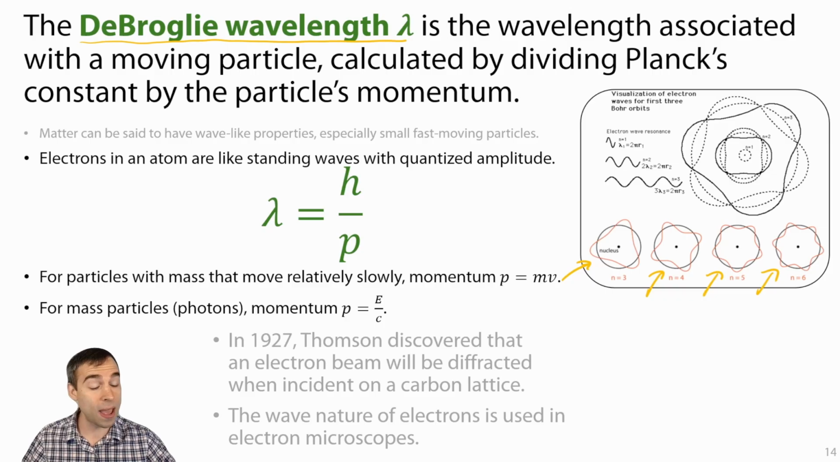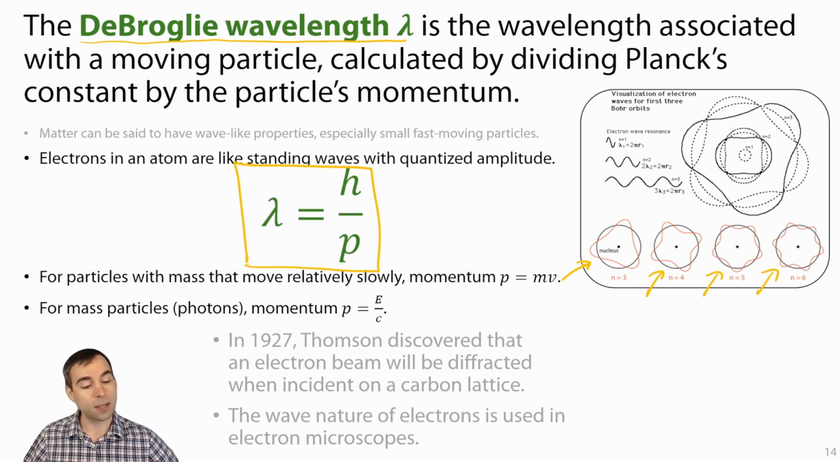The de Broglie wavelength can be calculated by taking Planck's constant and dividing it by the momentum, p, of the system. The momentum can be calculated for massive particles as being the mass times the velocity of that particle. So essentially, the more massive it is and the faster moving it is, the greater its momentum will be. But we know that certain particles, like photons, don't actually have mass.